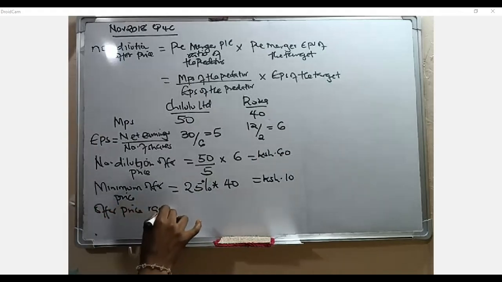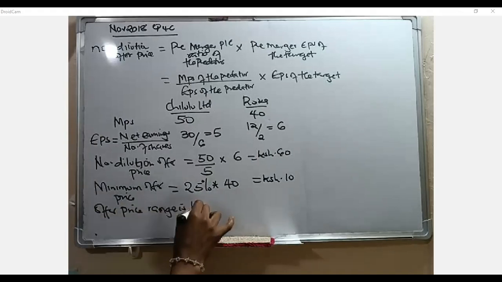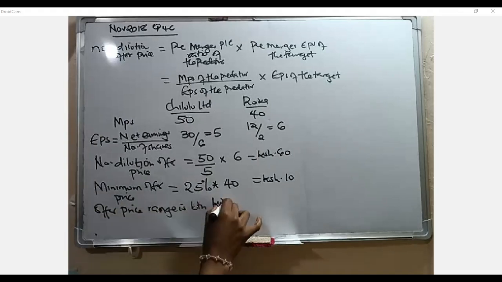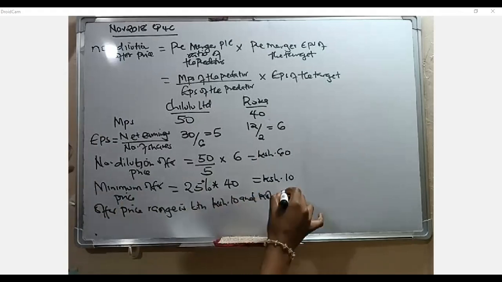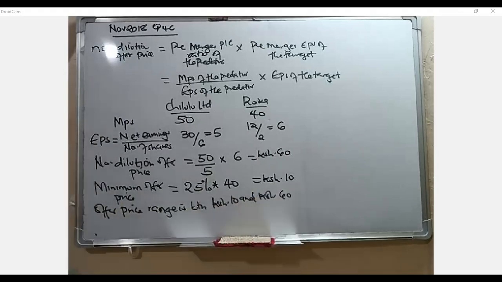The offer price range is between Kenya shillings 10 and Kenya shillings 60. It is between 10 and 60. That is what we are looking at there. We have 4 marks for doing that.